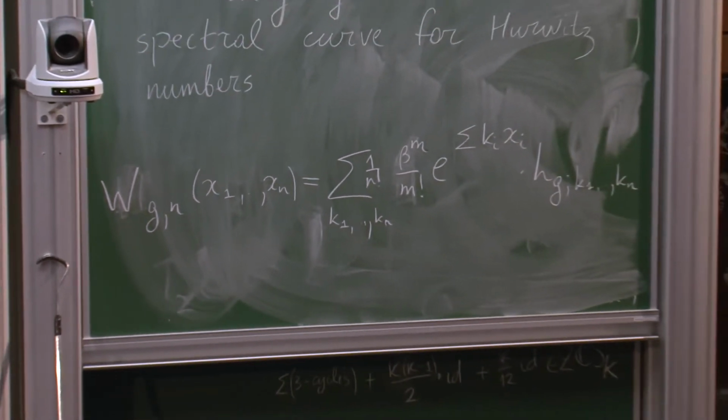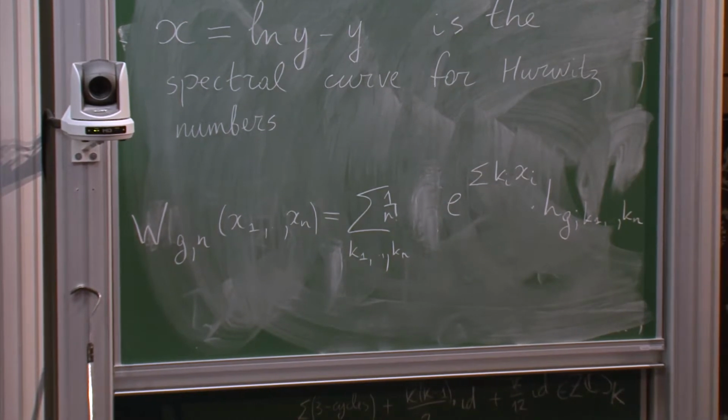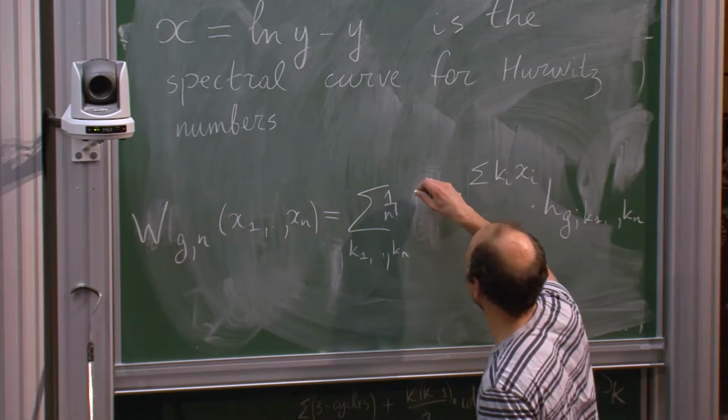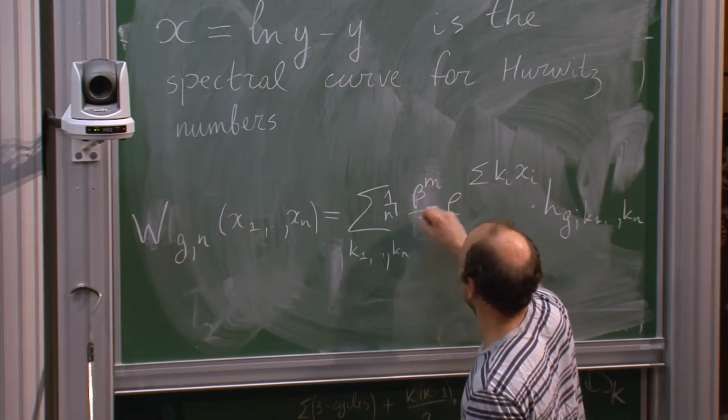So maybe, no, sorry. You probably don't need it here because there is just one m. Once you fix, no. Okay. Once again, beta to the m over m factorial. Okay.